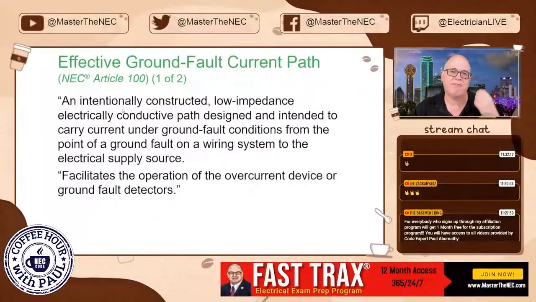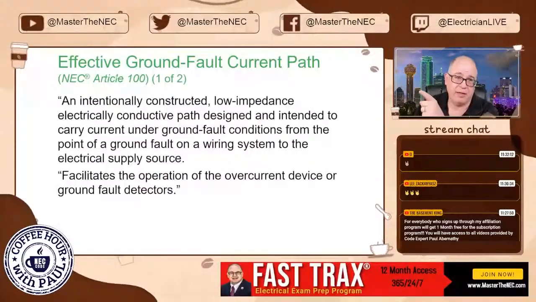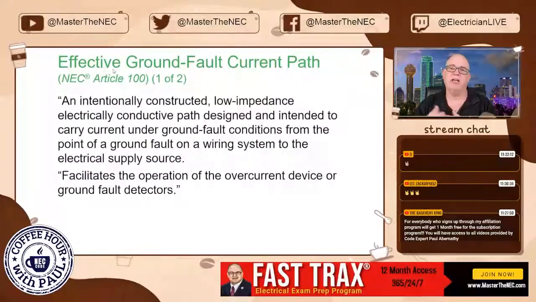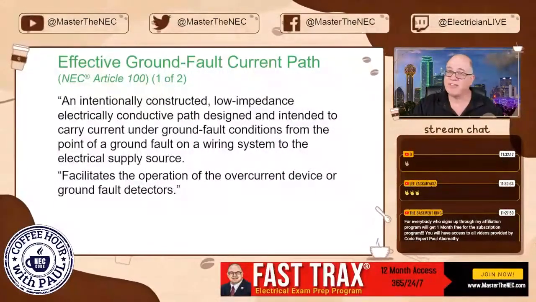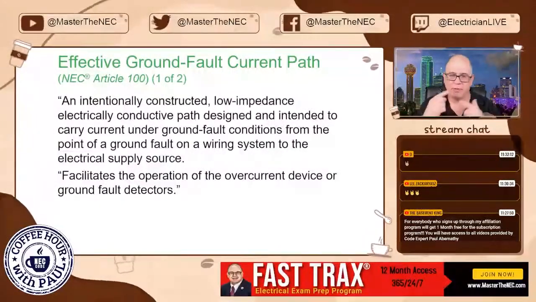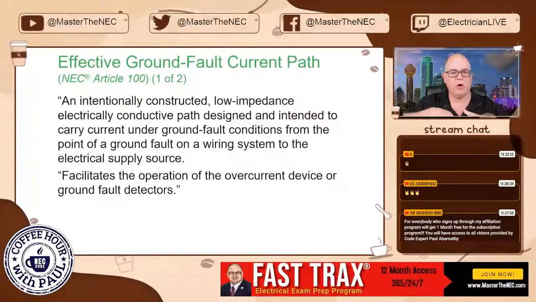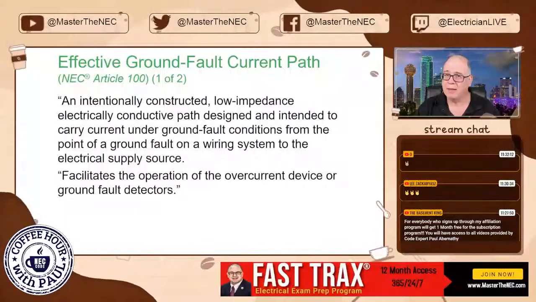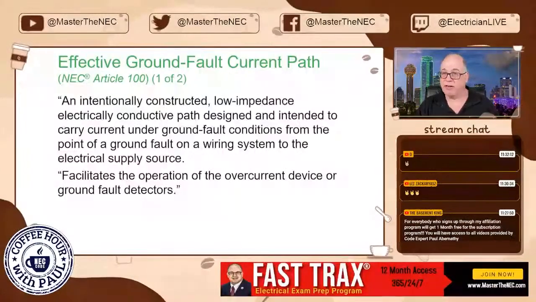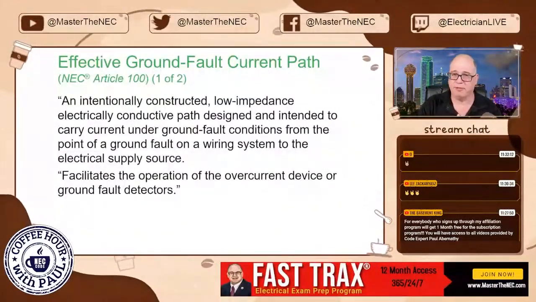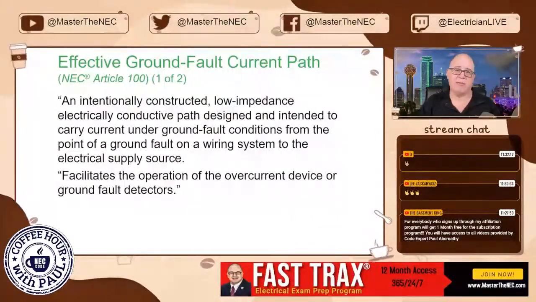So when we say an effective ground fault current path, which is different, by the way, than a ground fault current path, effective means we're intentionally constructing it. We're creating that low impedance electrically conductive path by design. Our whole intent is to make up those fittings, those connectors, those terminations. All of the things that we do are done on purpose. Why? Because we want that overcurrent device to operate, or we want a ground fault detector in an ungrounded system to go off. Because a ground fault in an ungrounded system will not take the system down immediately.